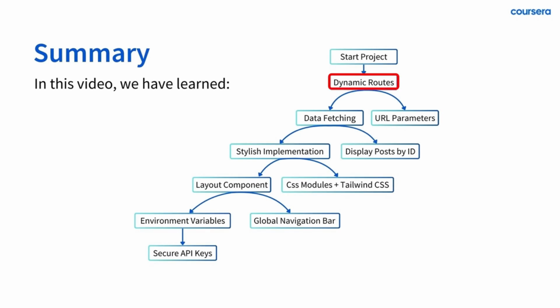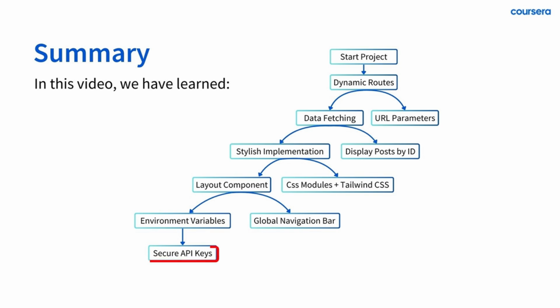Let's recap everything we have accomplished in this mini project. We created dynamic routes using the Next.js app router, allowing users to navigate to posts using dynamic URL parameters. Then we simulated data fetching by displaying posts based on their IDs. We also used a combination of CSS modules for scoped styling and Tailwind CSS for utility-first styling, giving our app a polished, responsive look. Then we created a reusable layout component to implement a global navigation bar, providing consistency across the app.